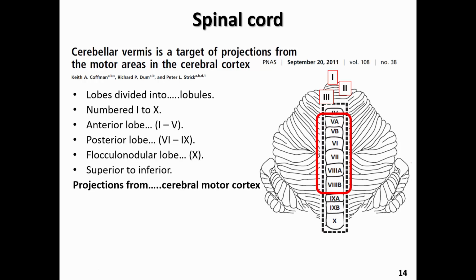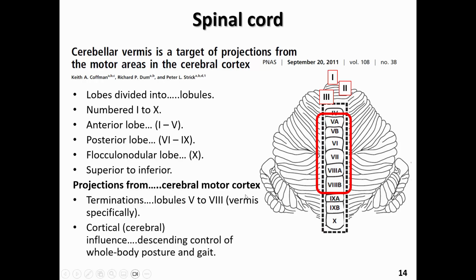And these receive projections from the cerebral motor cortex and will terminate onto lobules 5 to 8, specifically in the vermis. And so what we see here is that the cerebral cortex does play a role in influencing the descending control of whole body posture and gait. So overall, the cerebellum is a portion of the brain that is very much involved in the maintenance of upright posture and maintaining an accurate form of gait, but that role is coordinated with the output from the cerebral cortex. So this ends our second video on the cerebellum.